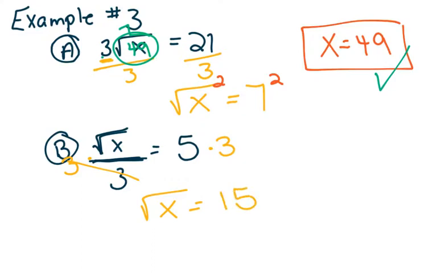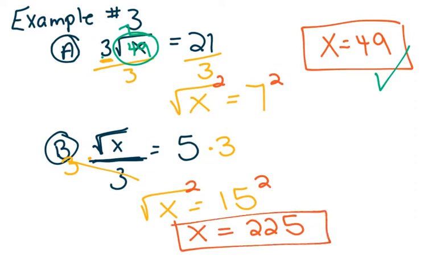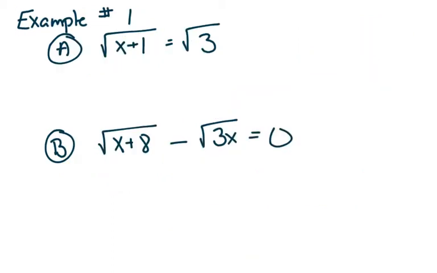All right, last step, we have the square root of x. We need to square. This gives me x equals, you may need to grab your calculator for this, 15 squared is 225. Okay, again, if we want to check this, we'd put 225 in there. So again, the square root of 225 is 15. 15 divided by 3 is 5. We're golden. All right, last 2 examples.